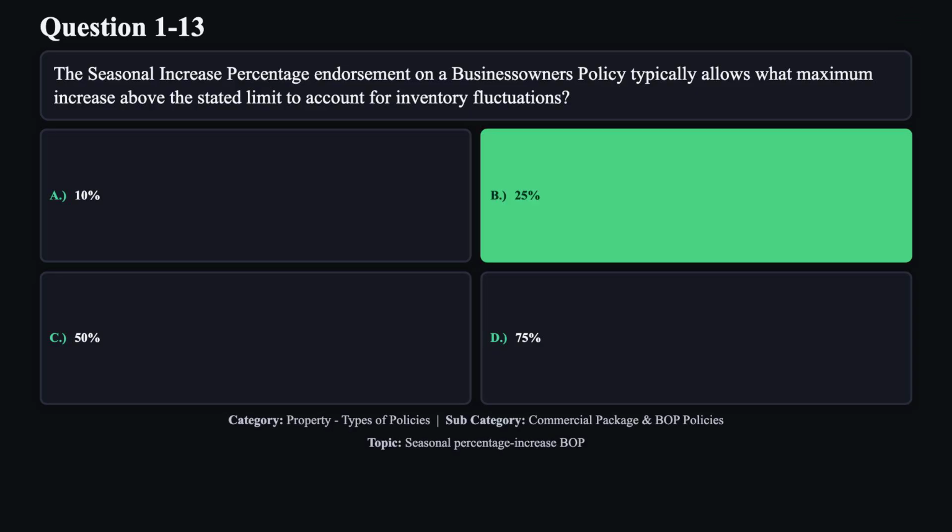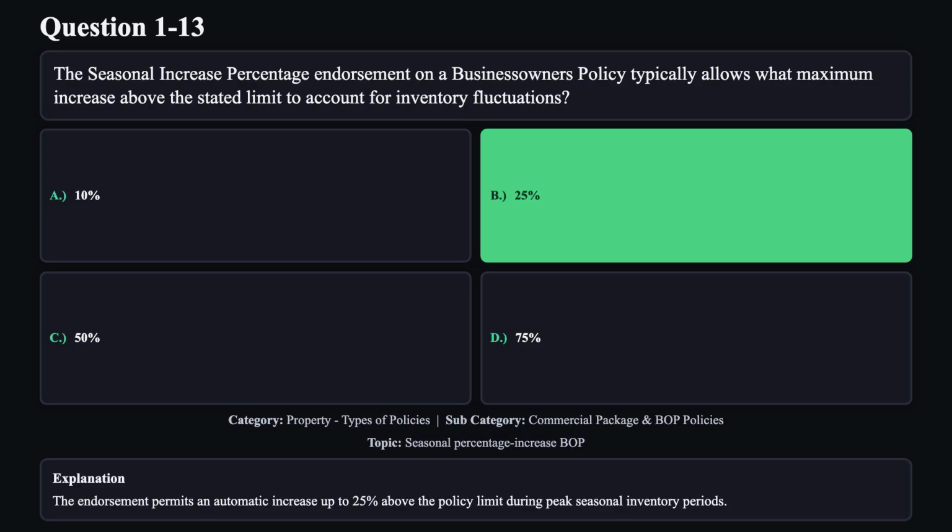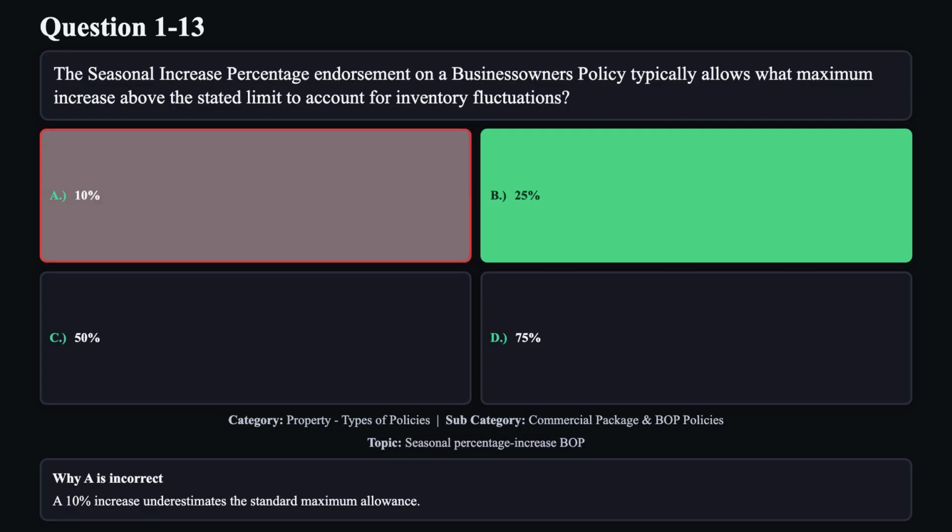The correct answer is B. The endorsement permits an automatic increase up to 25% above the policy limit during peak seasonal inventory periods. Reason A is not correct. A 10% increase underestimates the standard maximum allowance.